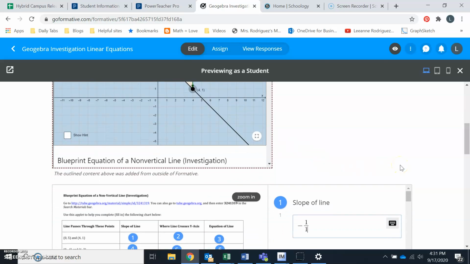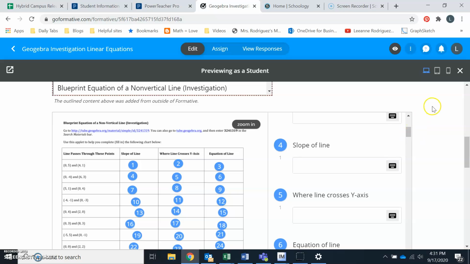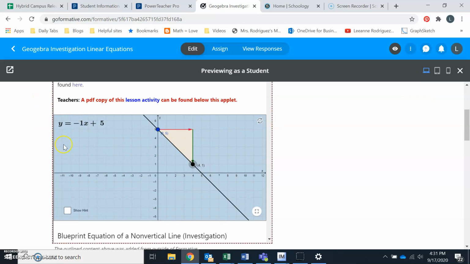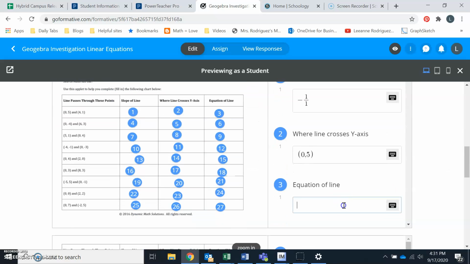Remember that when you enter in points, you always need to put parentheses around them. So parentheses, 0, and a comma in between the coordinates. No need to use the space bar. Finally, it's asking us for the equation of the line, and that is located on the tool in the upper left-hand corner. So y equals -1x plus 5.